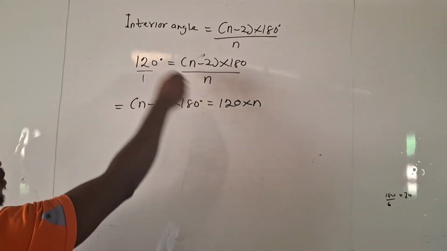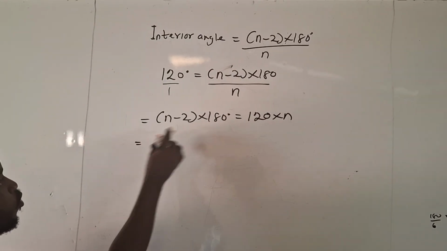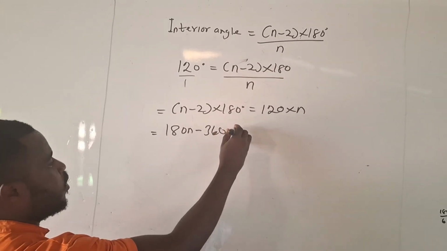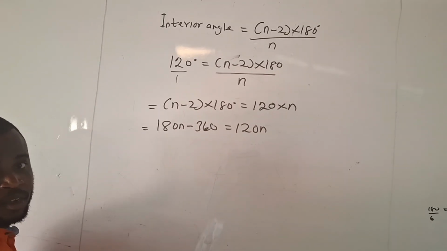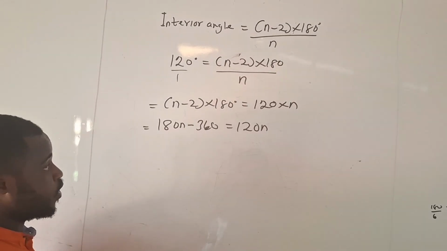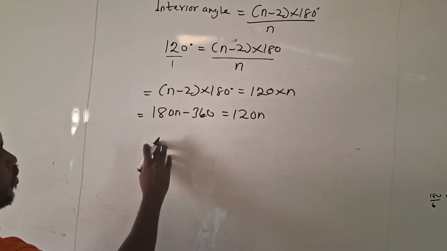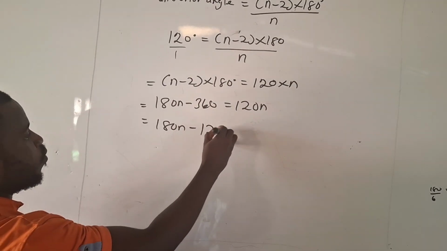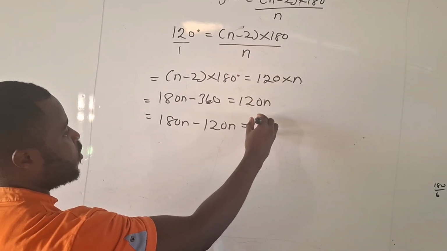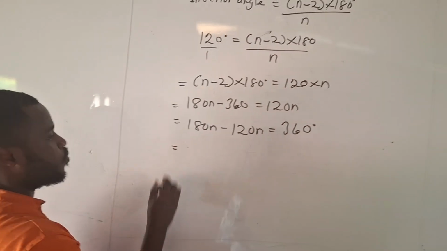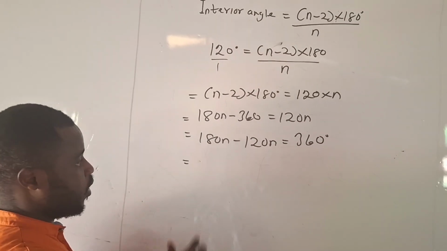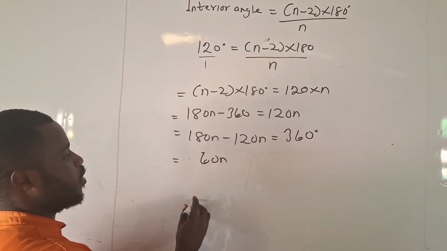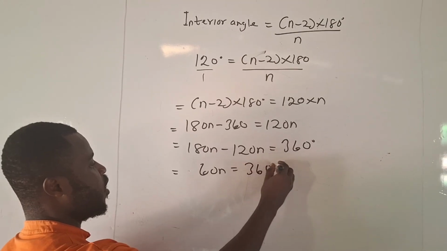Multiplying this, you get the same thing, 120 times n. When you open the bracket, you get 180n minus 360 is equal to 120n. The n is the number of sides, and that's what we have been asked to find. When we group like terms, we have 180n minus 120n is equal to 360 degrees. So 180 minus 120 gives us 60n, which is equal to 360 degrees.